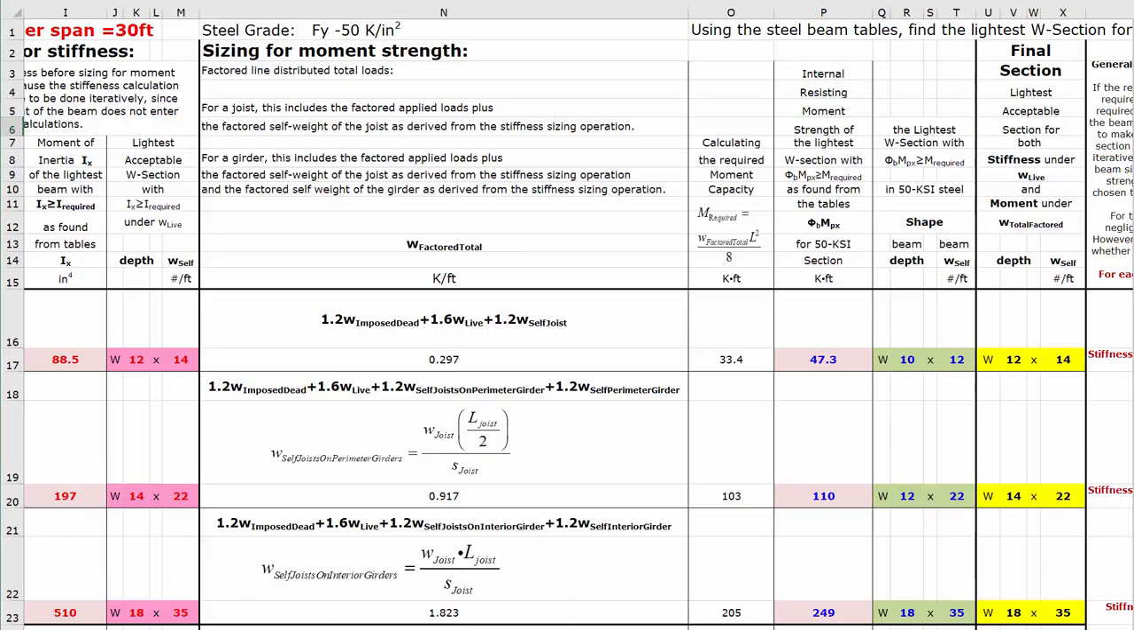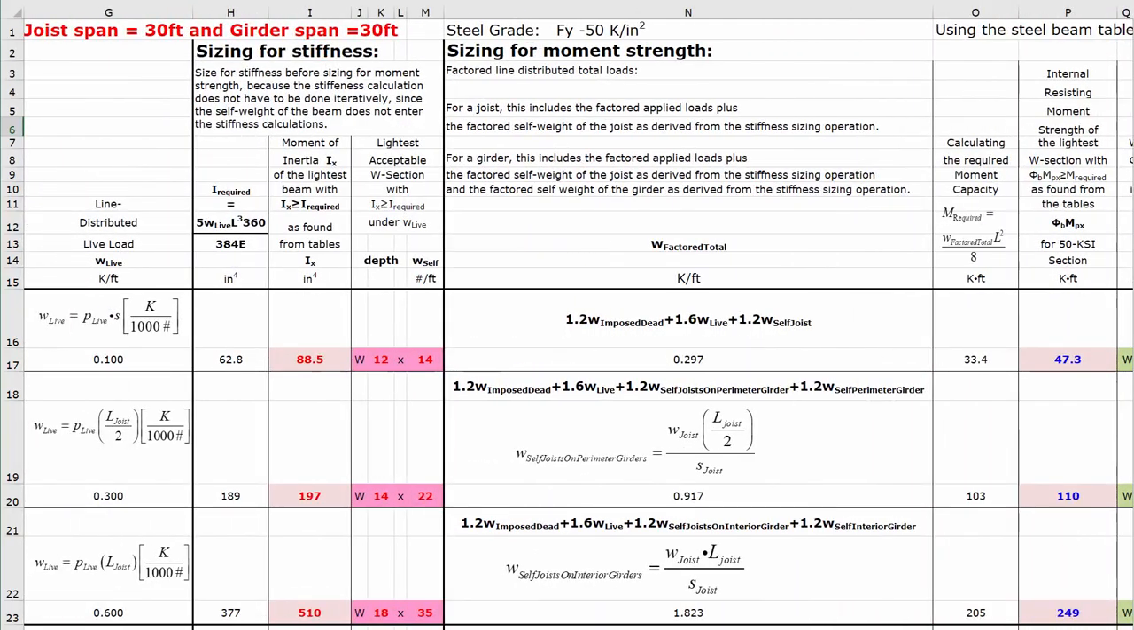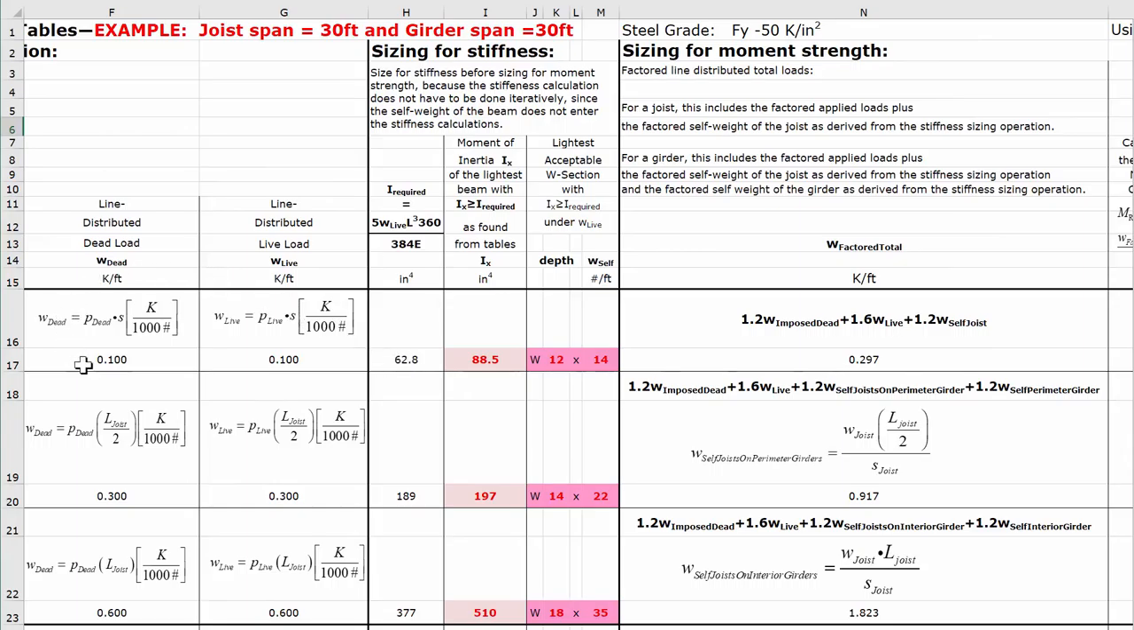So to help us understand all that, I'm going to scroll back to the side a little bit and remind us of what the loads are that we have to deal with. So for the joist, we have 1.2 times W dead imposed, which is this load right here, this line distributed load. And then we have 1.6 times the live, which is this load, plus 1.2 times self for the joist. And the value we're going to use is this one, which is the weight of joist that we calculated from the stiffness sizing procedure.